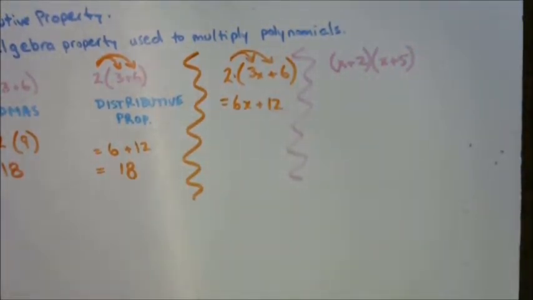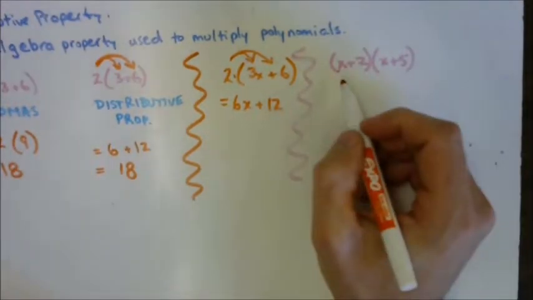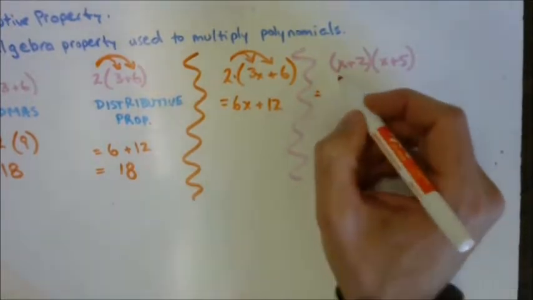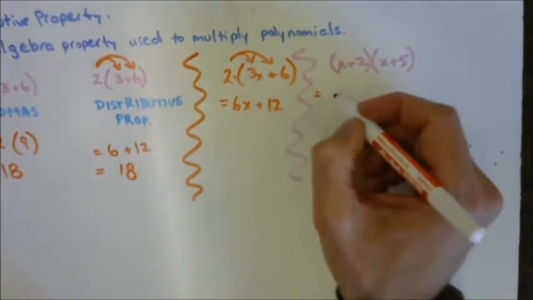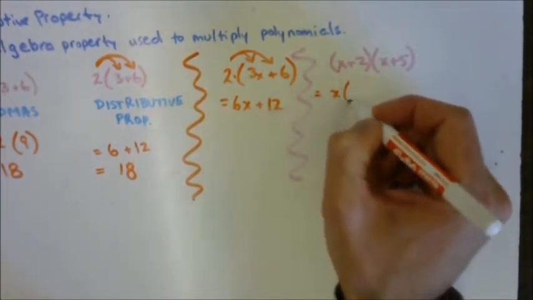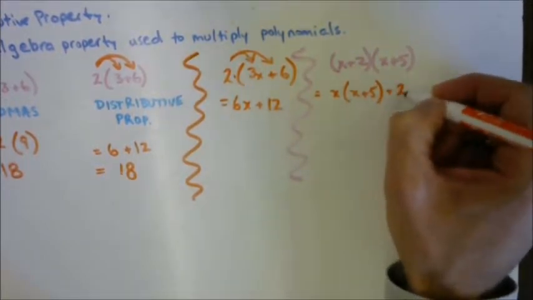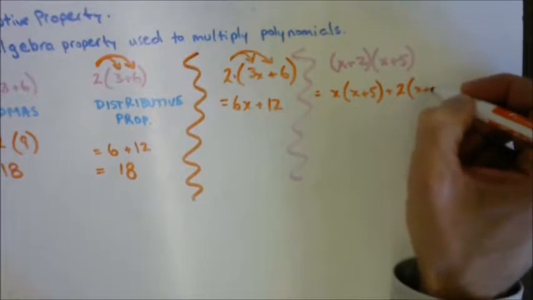Now what this means is that we're taking both the terms of the first factor, the first binomial, multiplying it by both of the terms of the second. So what that really means is we're going to have x times the second bracket, and we're going to have 2 times the second bracket.